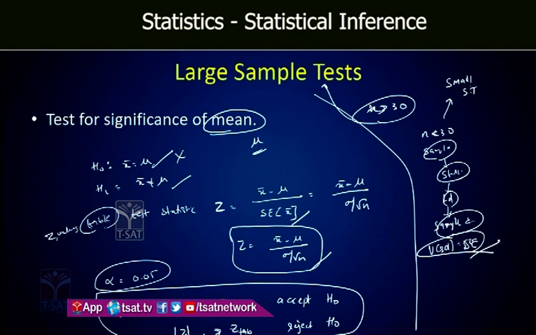If mod z calculated is less than the z table value, then you have to accept the null hypothesis. If mod z calculated is greater than the z table value, then you have to reject the null hypothesis. Now the testing procedure: considering the null hypothesis and the alternate hypothesis, the z statistic, the alpha and the conclusions, it will be equal for all the tests.